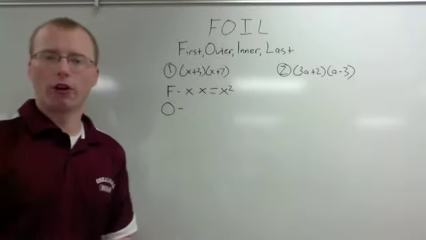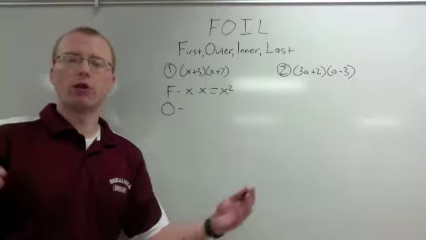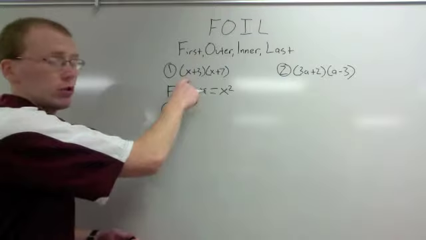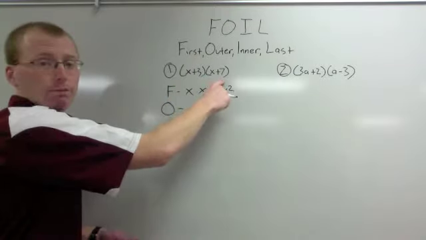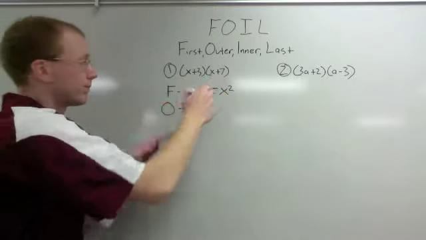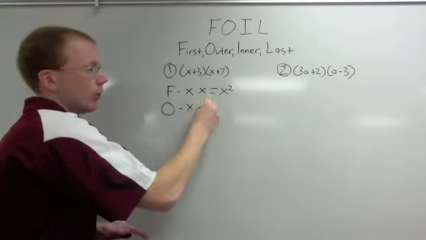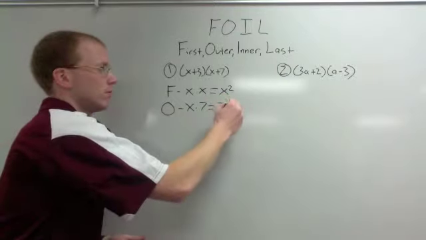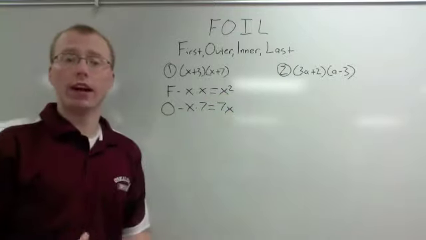O stands for outer. Outer refers to the outer two terms of our parentheses. In this case, that refers to x and 7 because they are both on the outside of our parentheses. So we're going to multiply x and 7 together, which gives us 7x.